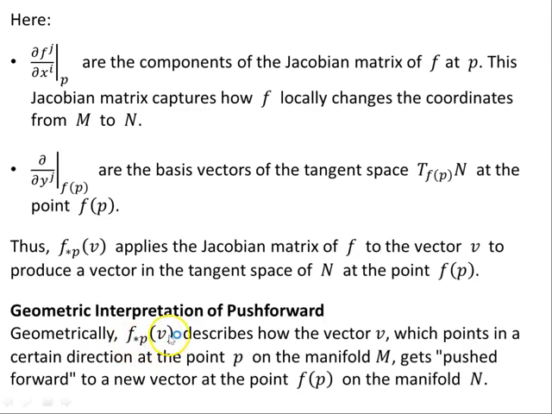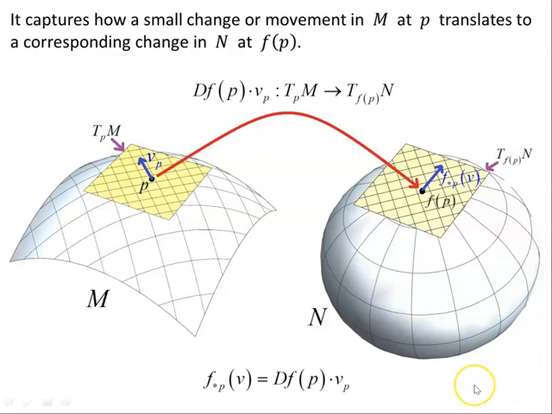Geometrically, f star P of v describes how the vector v, which points in a certain direction at the point P on the manifold M, gets pushed forward to a new vector at the point f of P on the manifold N. All right. Just a short note: when you look at this video later on, once you've heard me speak, maybe just turn off my voice and go look through the notes themselves and think about it a little bit, particularly that first example of one dimension, that high school example of the gradient, how we fitted the curve f of x at a point P with a straight line. Anyway, let's come back here.